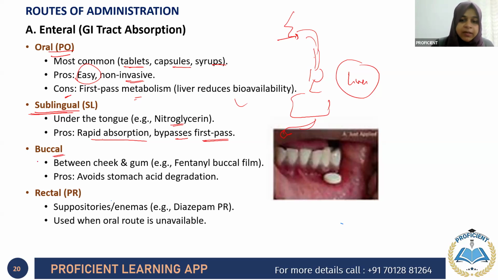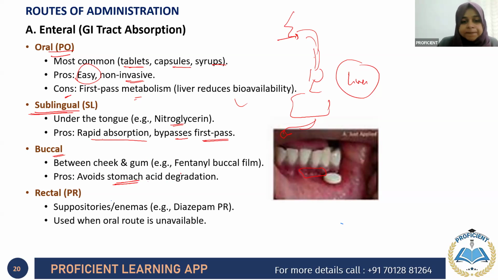Then you have buccal. Buccal means you have to place it between your cheek and gum, right? So this is the gum area. You place the tablet between the cheek and the gum. So that is buccal. Again, the cheek area is very delicate.